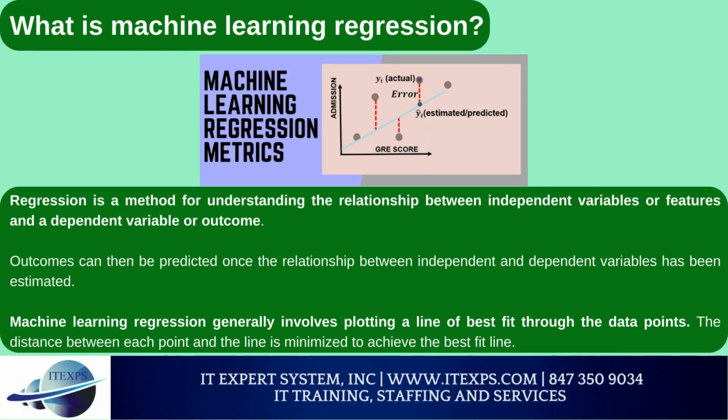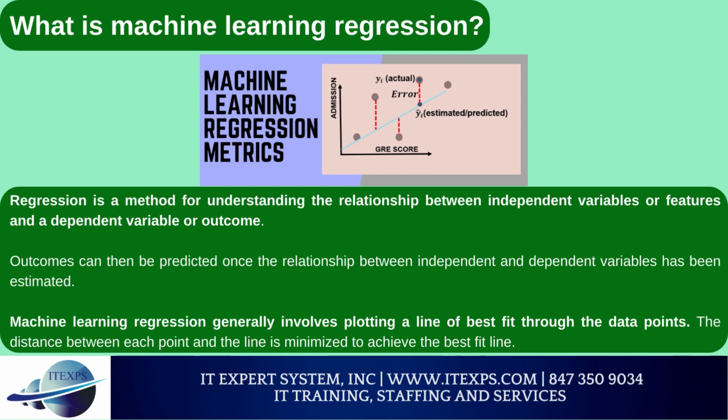What is machine learning regression? Regression is a method for understanding the relationship between independent variables or features and a dependent variable or outcome. Outcomes can then be predicted once the relationship between independent and dependent variables has been estimated. Regression is a field of study in statistics which forms a key part of forecast models in machine learning.